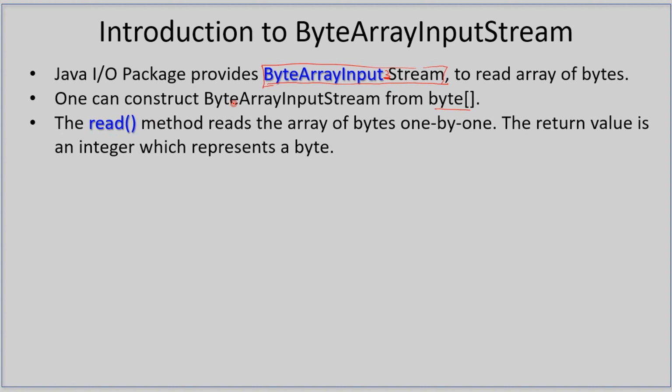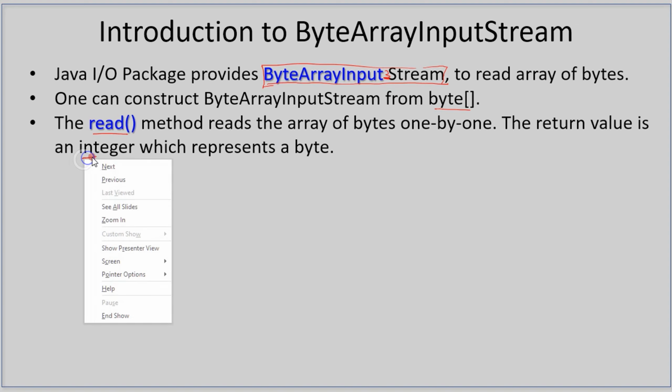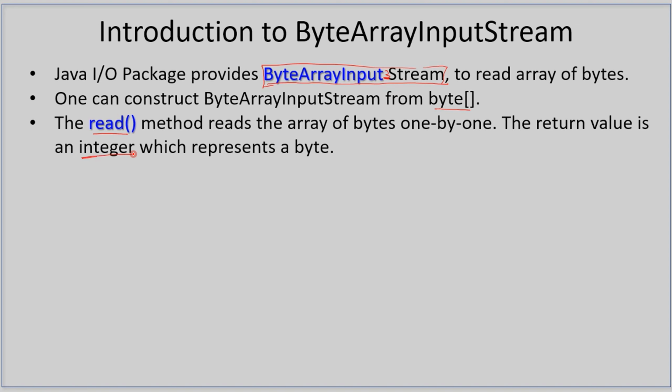The byte array input stream provides a method called read, and this method reads the array of bytes one by one. The return value is an integer. That means each time when you read, you will read one byte, and that byte is represented in the form of an integer, and that you will get as a return value. So the read method returns an integer, and that integer is nothing but a byte from the array.